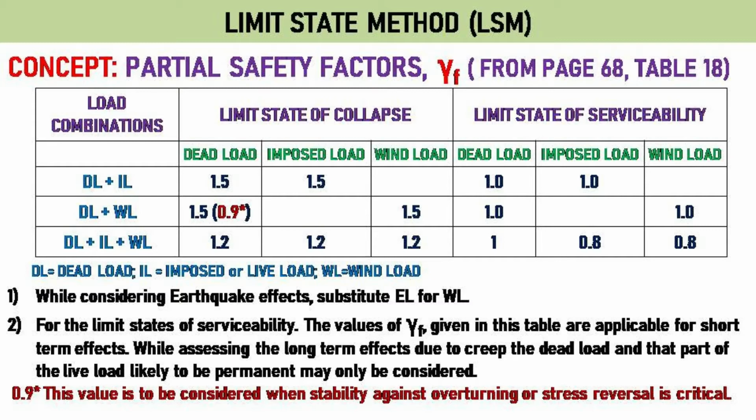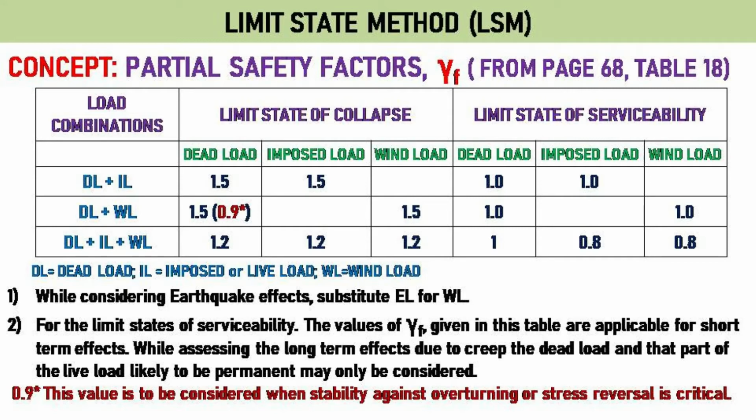Now, under limit state of collapse criteria, a partial safety factor of 1.5 is taken for the combination of dead load and imposed load. A partial safety factor of 1.5 is taken when dead load and wind load are combinedly considered. And a partial safety factor of 1.2 is taken when dead load, imposed load, and wind load are combinedly considered.